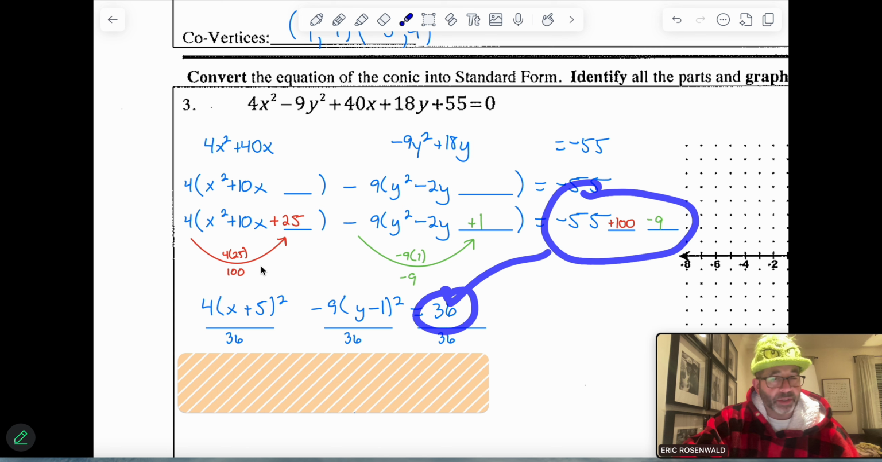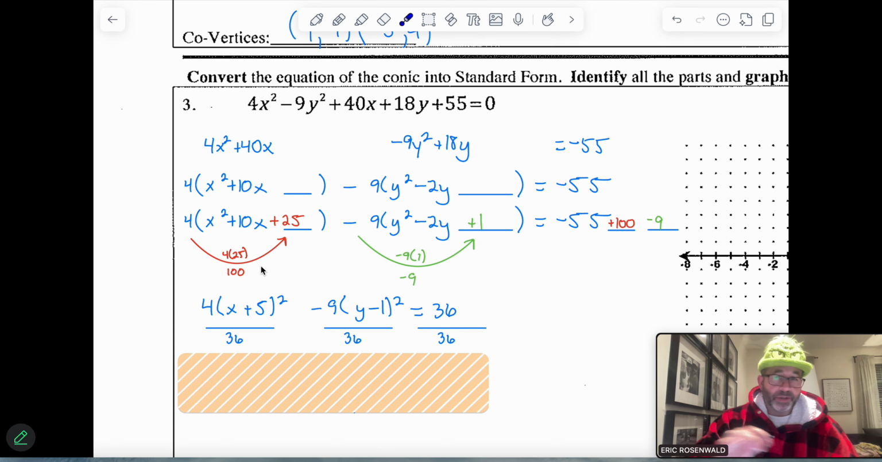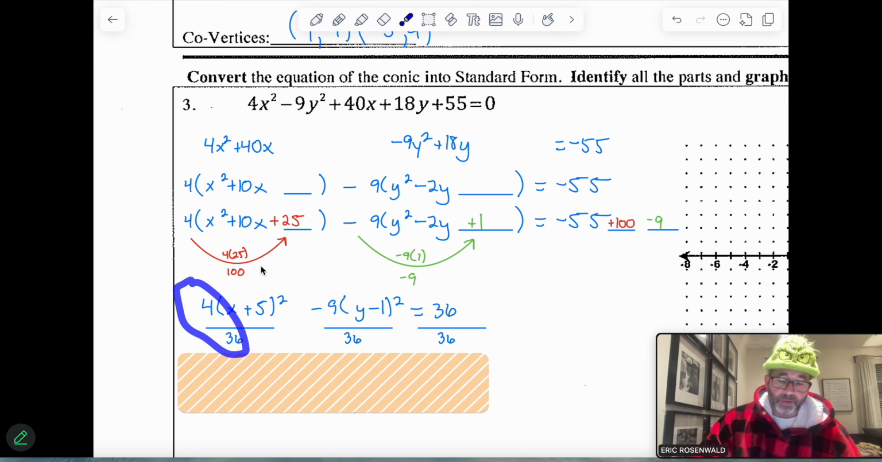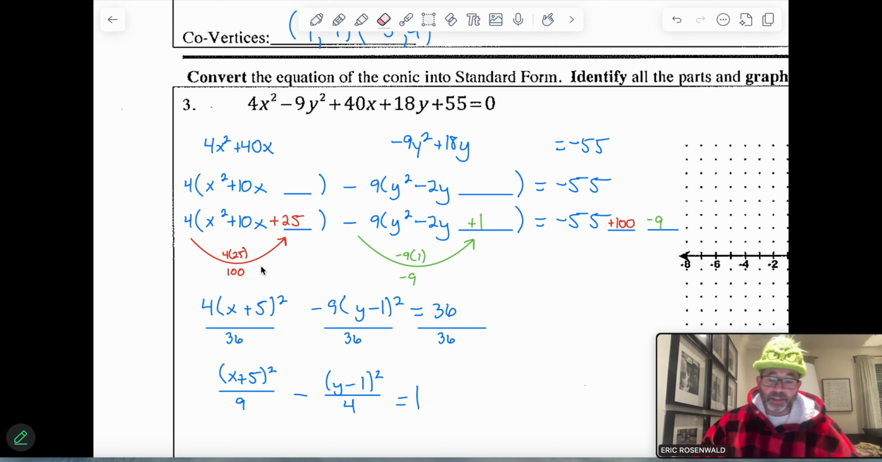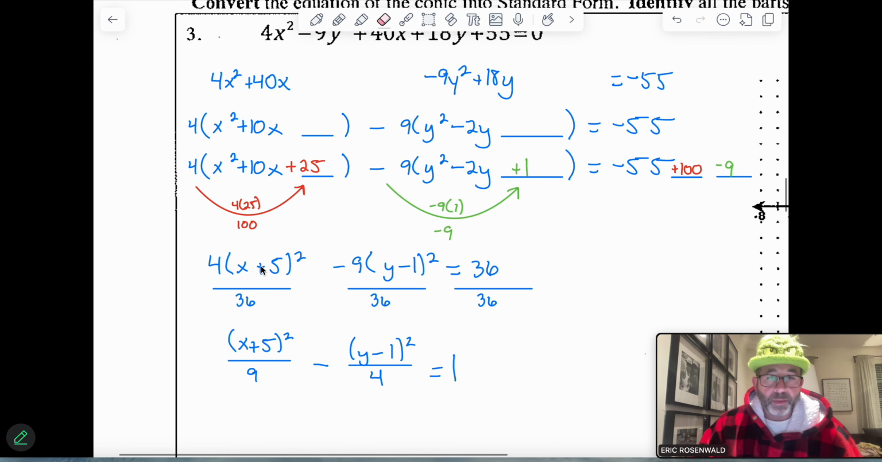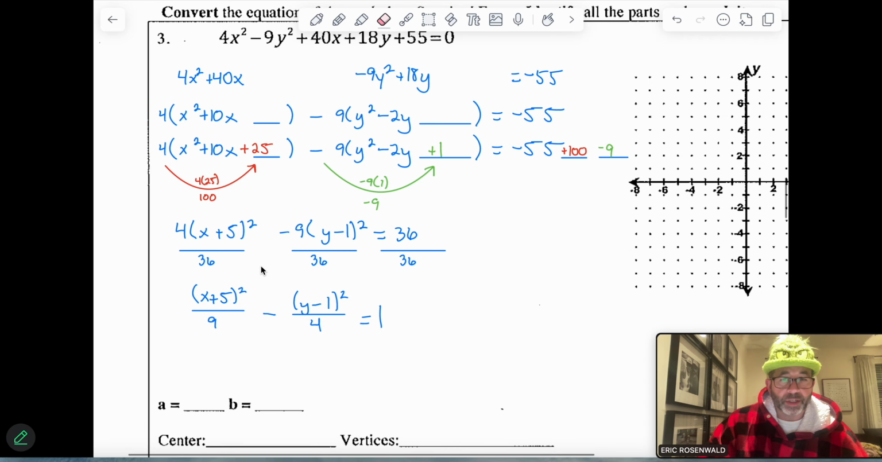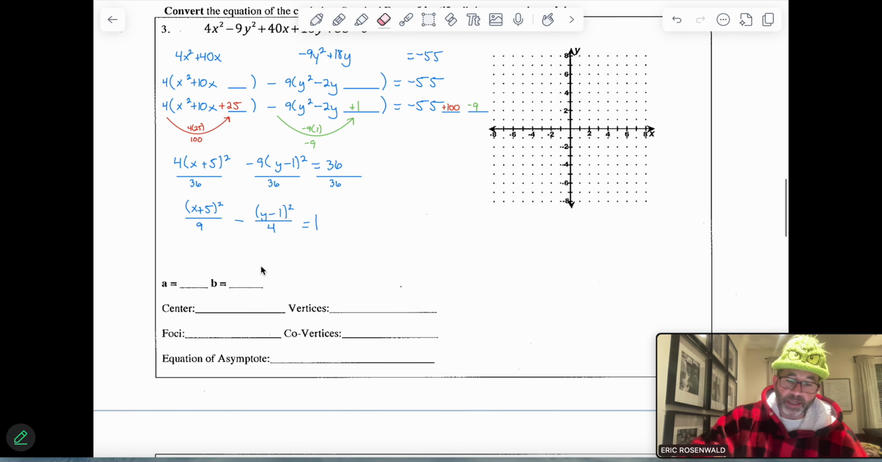So just like with the ellipses, to get rid of the 36 that's there, no matter what the number is, you divide by that exact number. So if I divide everything by 36, these fractions here, the 4 over 36, the negative 9 over 36, and the 36 over 36 are all going to reduce. So that's going to leave me with x plus 5 squared over 9 minus y minus 1 squared over 4 equals 1.